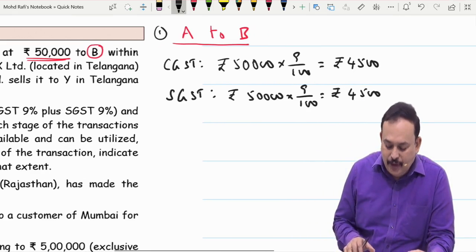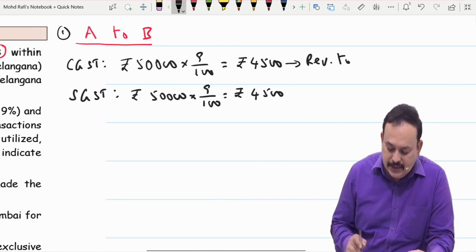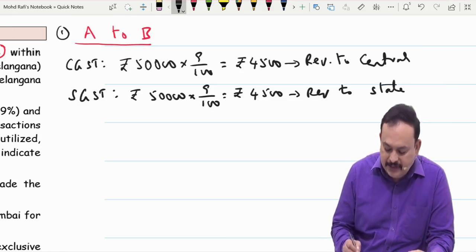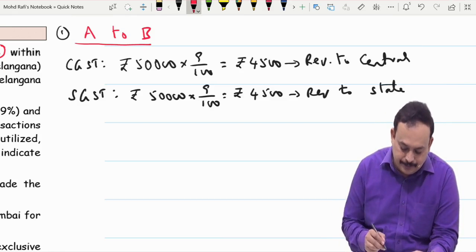Then this revenue is for whom? It is revenue to the central government. Then this is revenue to the state. Is it clear, sir? State of Karnataka.